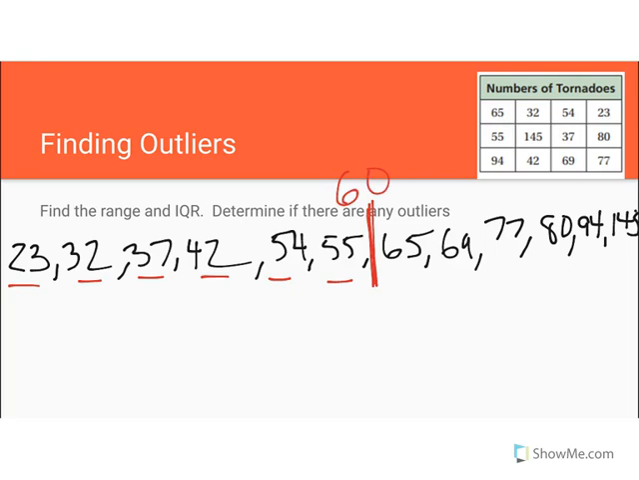Okay? Now, I'm going to look at the first half, the low half of my data, and figure out what I got going on here. So I got 6 numbers here again. Halfway between those would be right in the middle. Halfway between 37 and 42 would be 39.5. Okay? So there's my first data point there for my Q1.